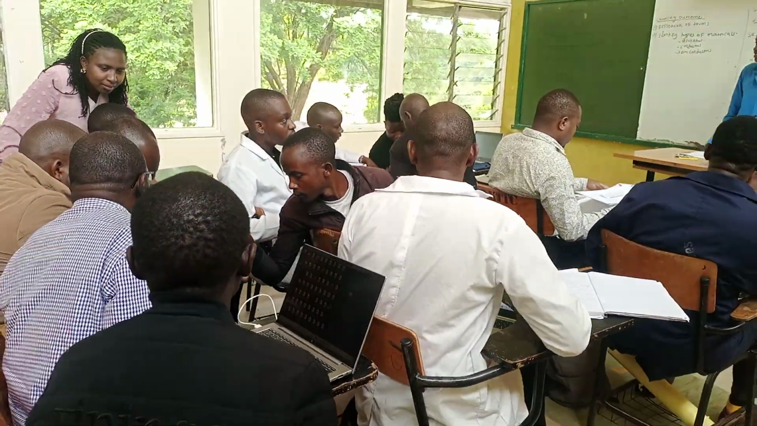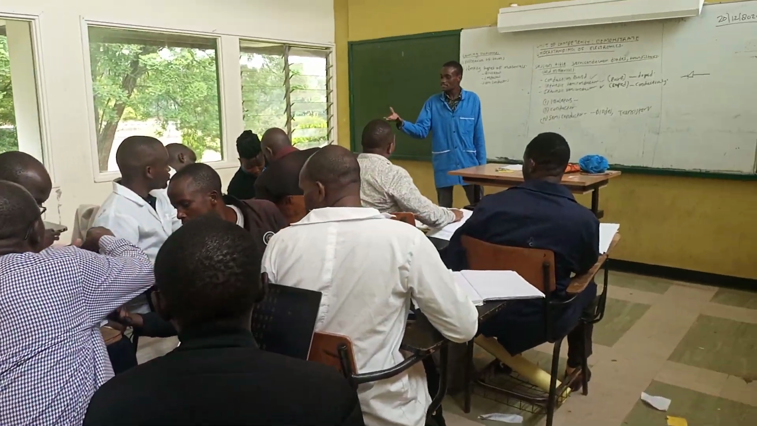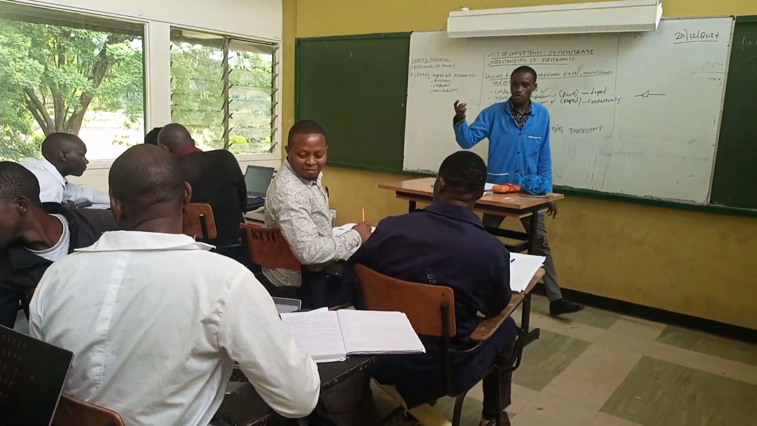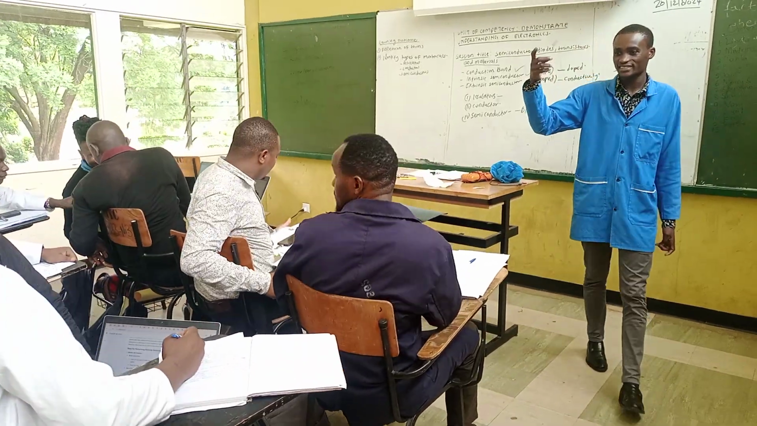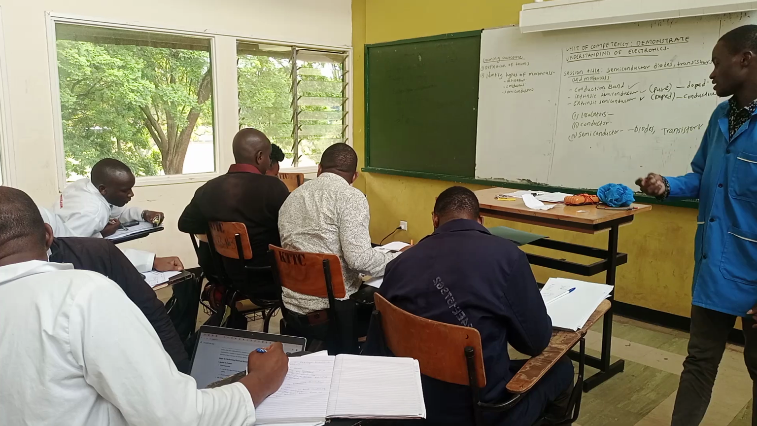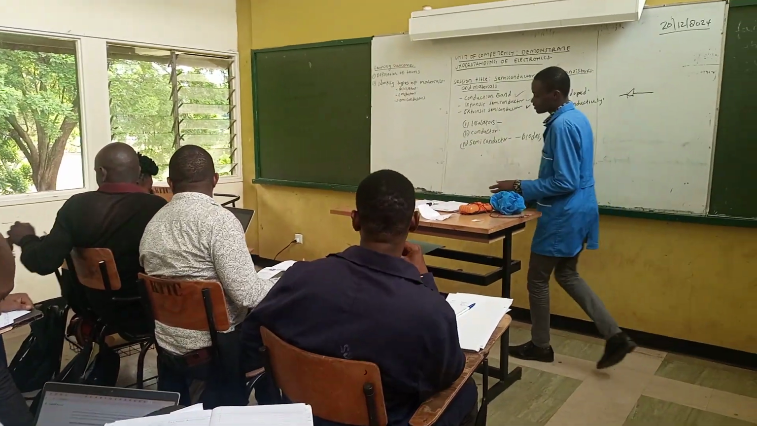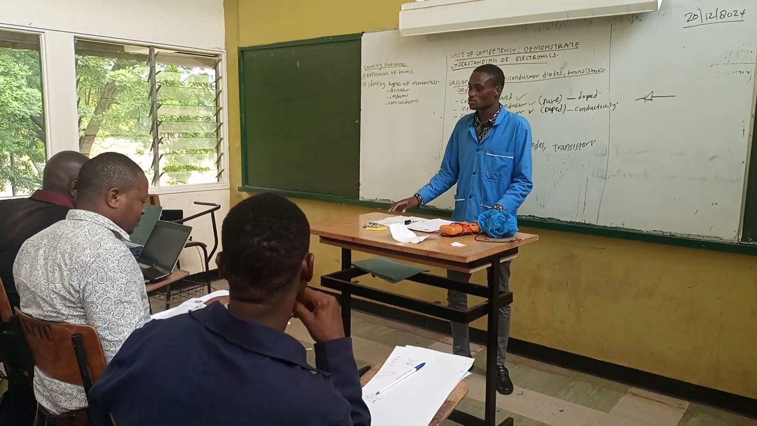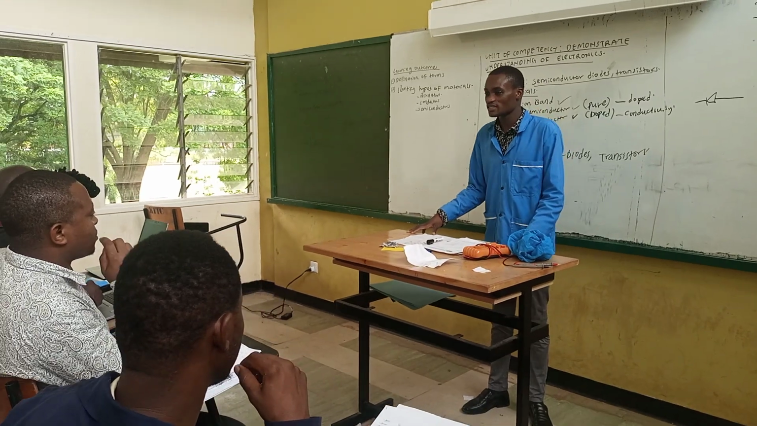Group number 1, how many diodes so far have you seen? We have seen 2. Have you seen a transistor? No. Okay, group number 2, how many diodes have you seen? 1. Have you seen a transistor? Yes. Yeah, that's good.